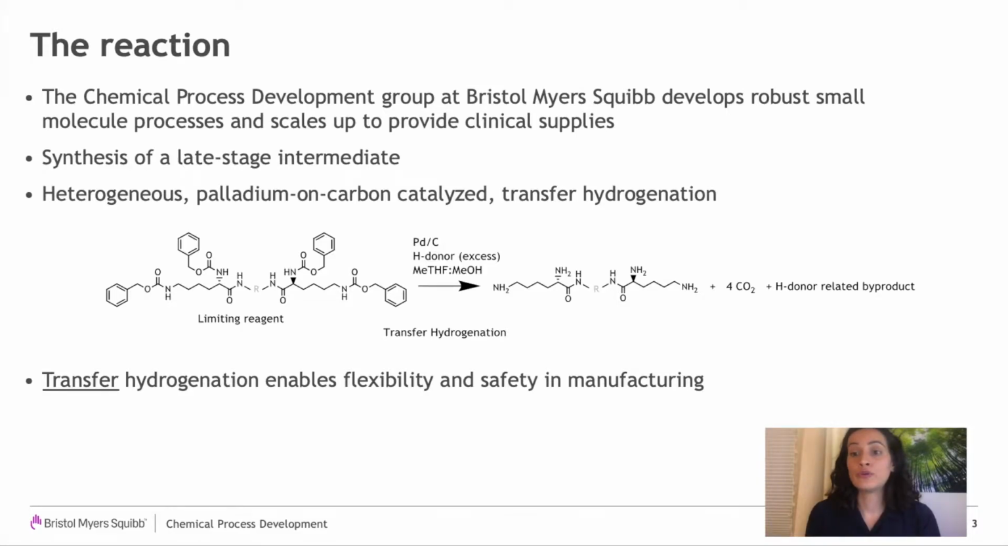We are trying to remove 4 CBZ protecting groups from the limiting reagent by using a palladium on carbon catalyst and a hydrogen donor in solution. So this means that the hydrogen donor provides hydrogen to the reaction and you don't have hydrogen gas anywhere in the process. And then we have the product that has some amine groups on it. We have a byproduct of carbon dioxide, and we have a hydrogen donor related byproduct that doesn't really affect us. So transfer hydrogenation was used here because it enables flexibility and provides safety in manufacturing.